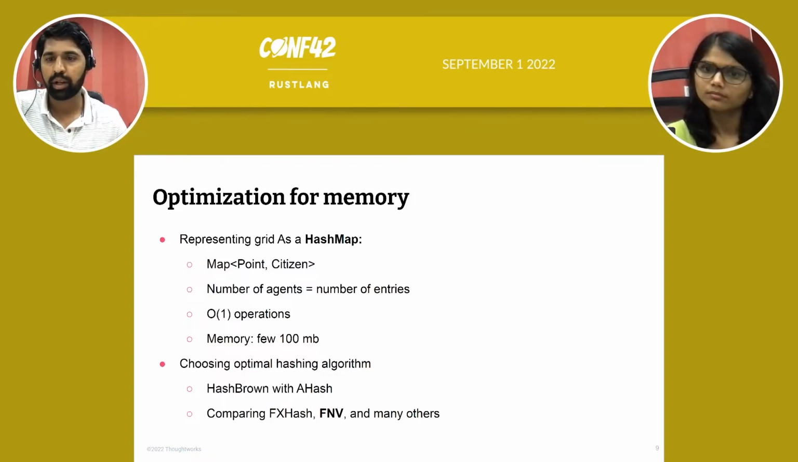We went one step ahead and started looking at what could be an efficient hashing algorithm which can give us better mileage. So we experimented with hashbrown, we experimented with FxHash, we experimented with FNV hash. FNV hash, because it is non-cryptographic and this hash map is not exposed outside, gave us the best possible outcome and we went ahead with FNV hash.